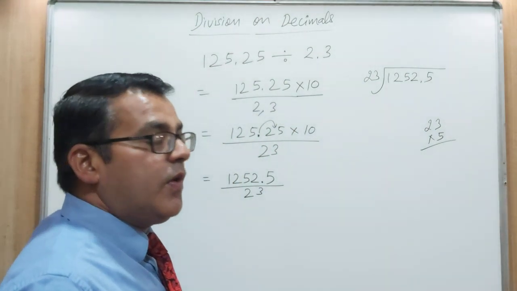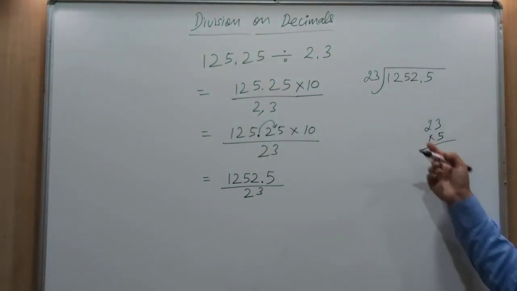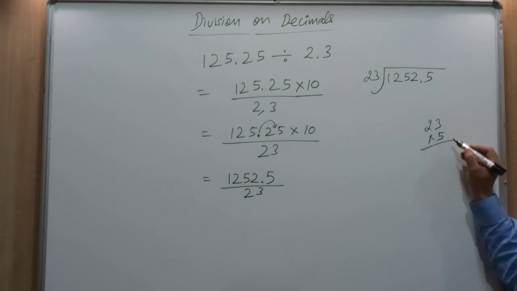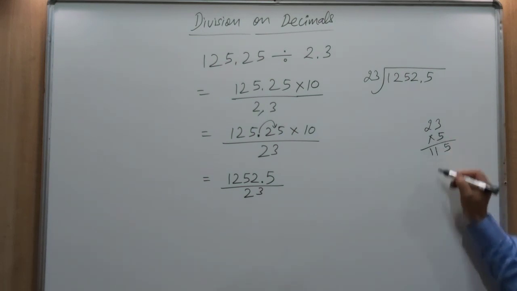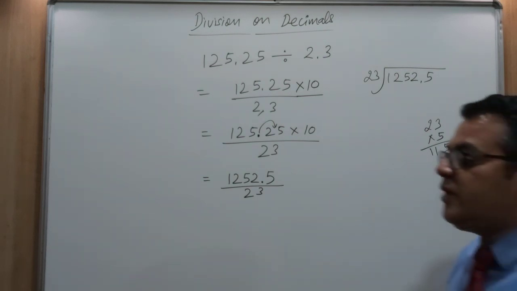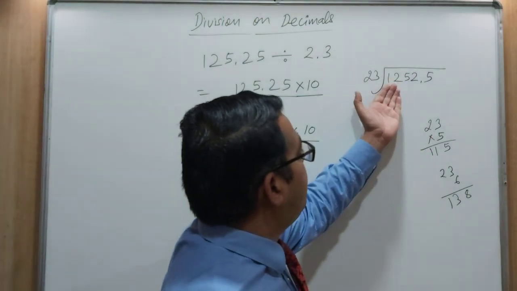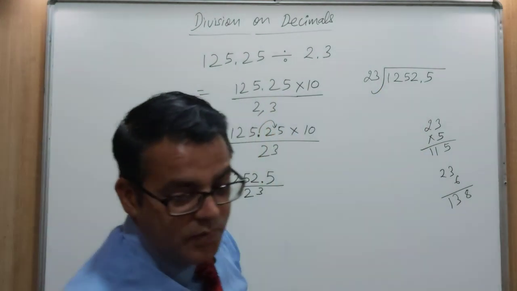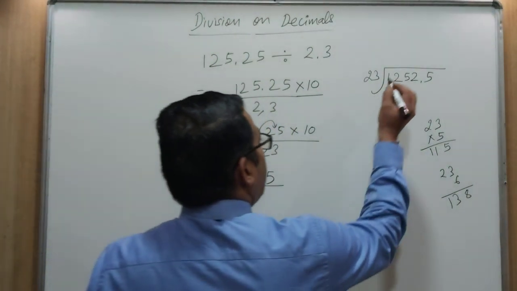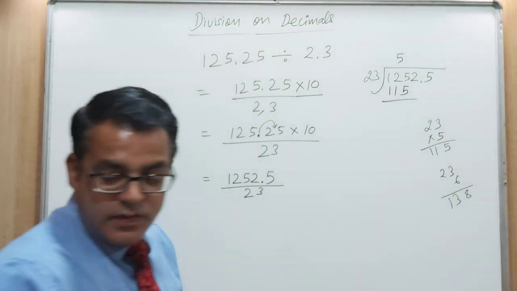So 125, it means we need to divide 125 by 23. Let's check for 5, whether it will be divisible 5 times or not. Yes, it is 115. So check for 6 also. If we multiply 23 with 6, we have 138, and 138 is greater than 125. So it means it will go 5 times.